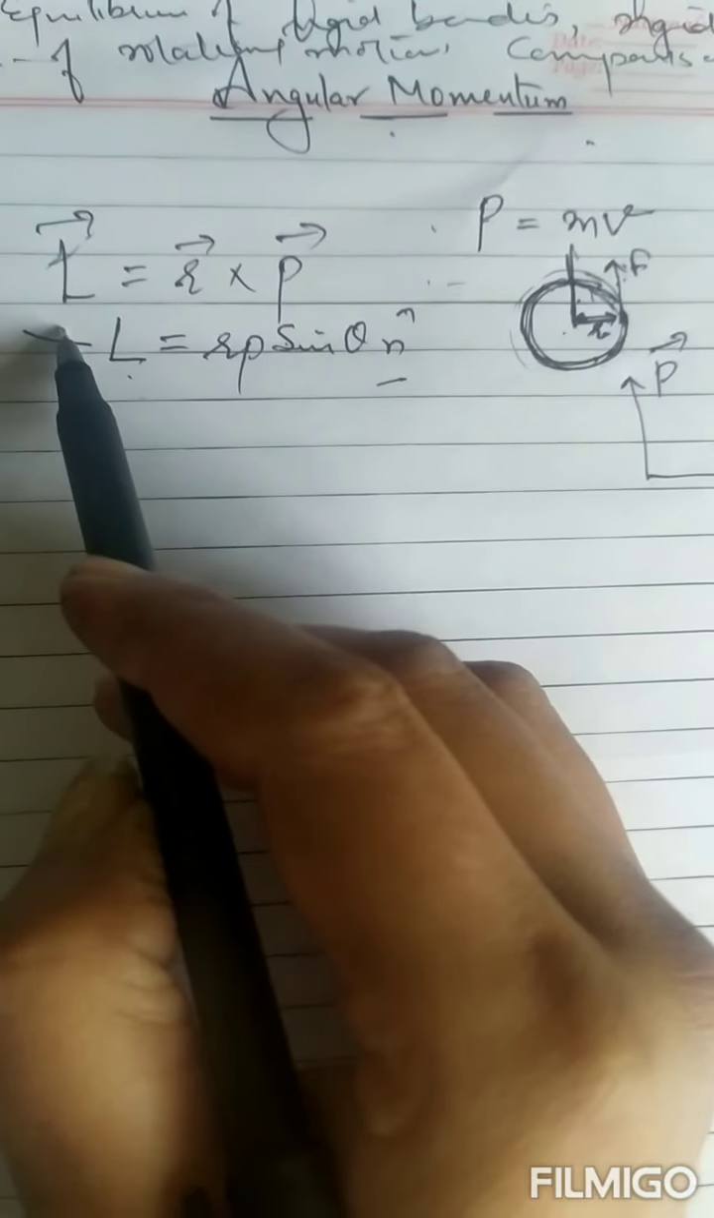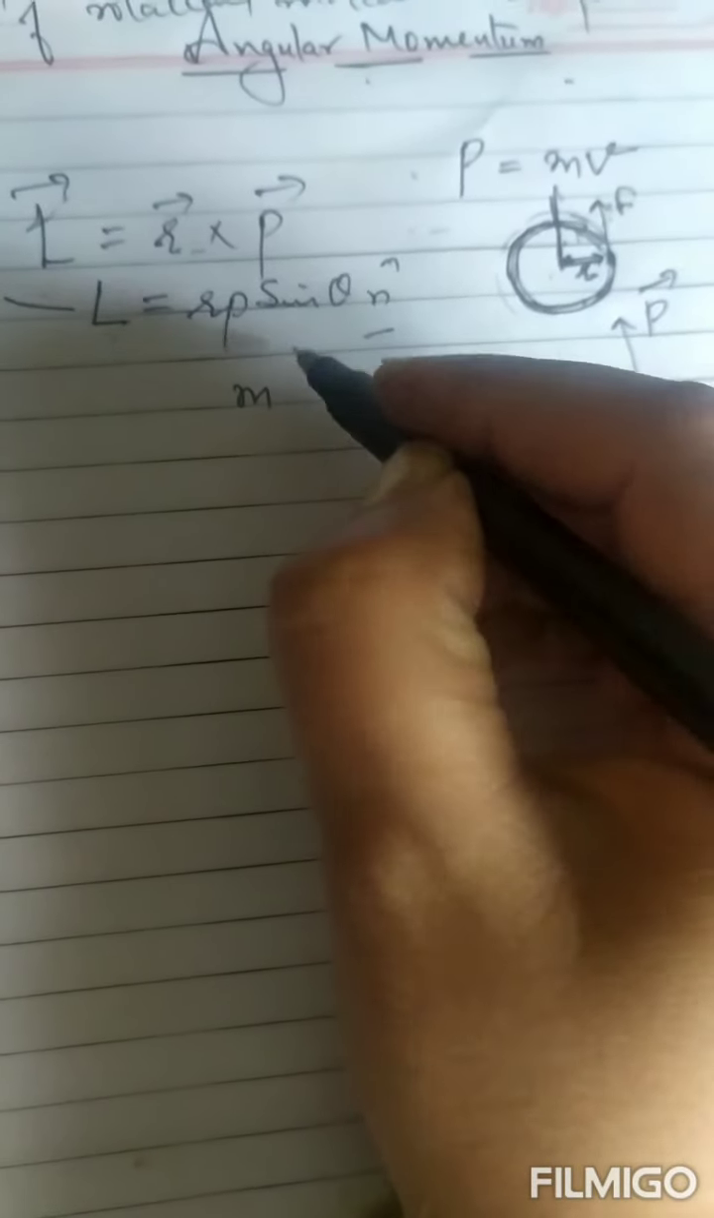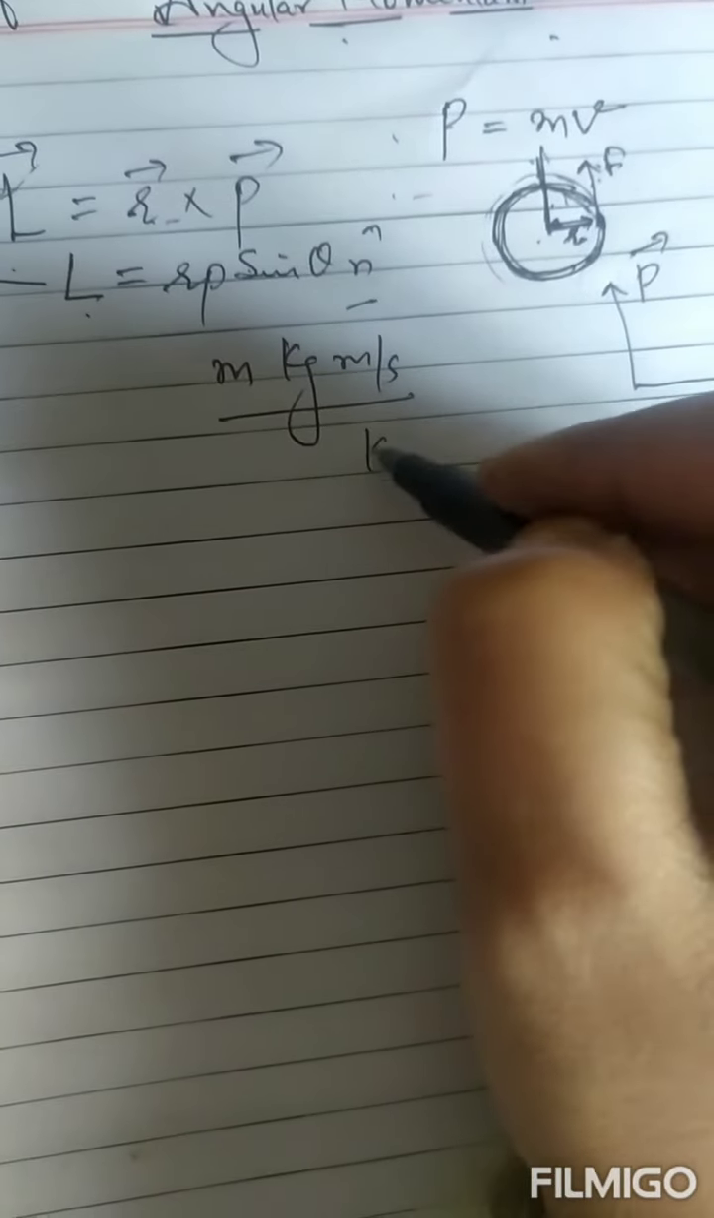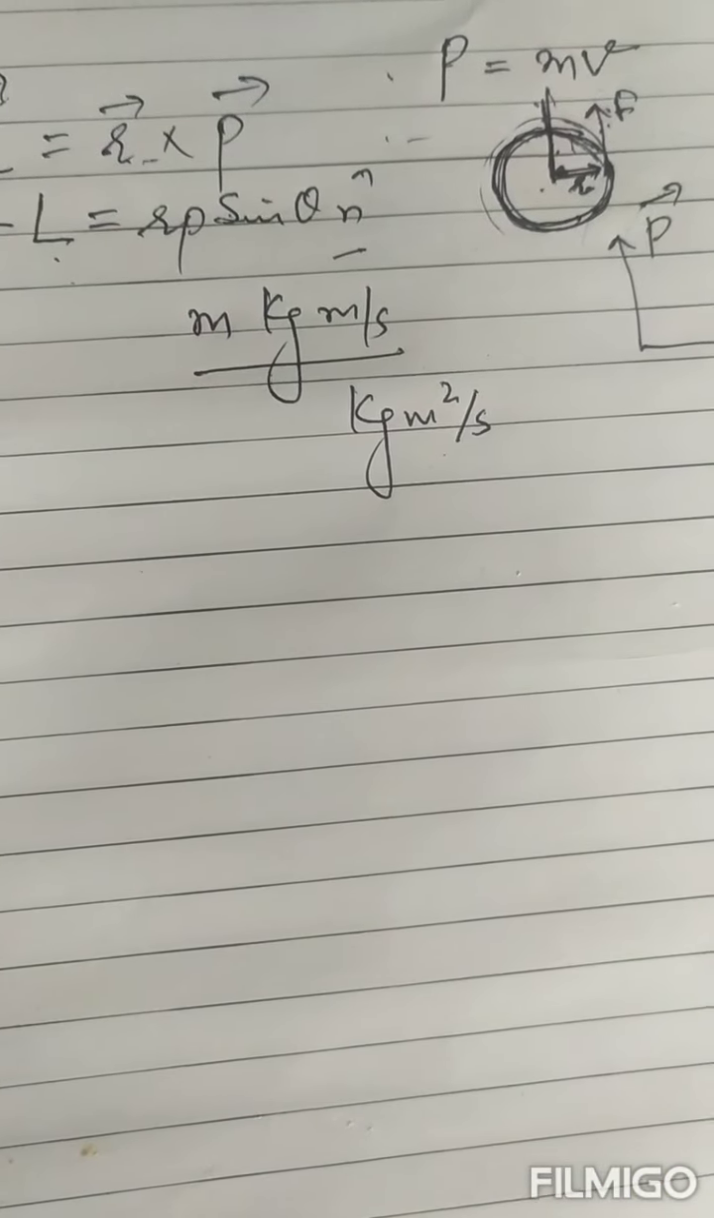It is a vector quantity and the units are: for R it is meter, for momentum, which is mass into velocity, it is kilogram, and velocity is meter per second. When you combine, this is kilogram meter square per second. So these are the units of angular momentum.